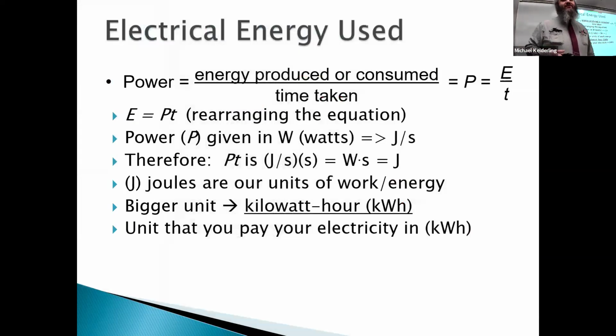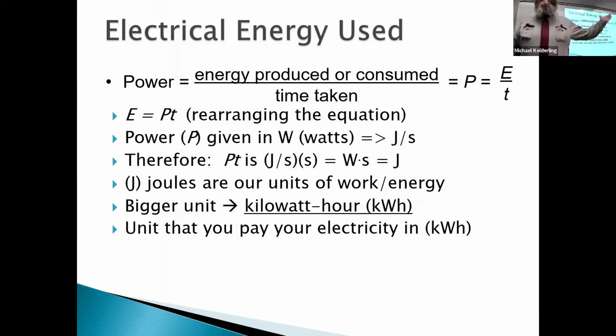Now, for electrical energy use, power is the energy produced or consumed over the time. So the energy is power times time. Power is given in watts. Power times time would be in joules. So our units of work or energy is joules.